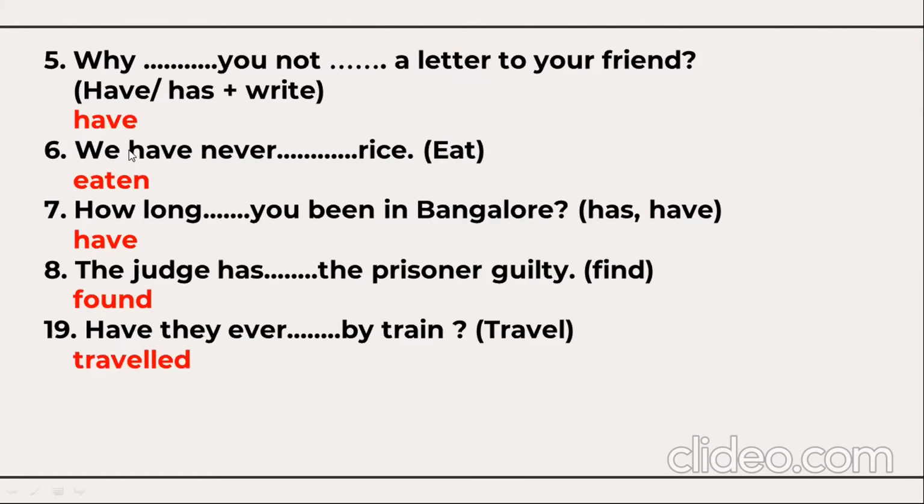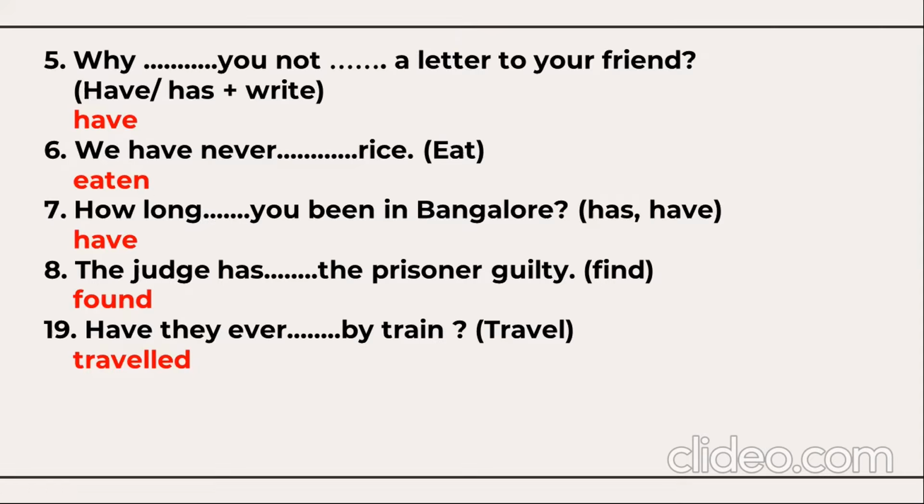Then, why have you not written? I'm sorry, please add here: Why have you not written a letter to your friend? So, past present perfect. Why have you not written a letter to your friend? We have never eaten rice. Third form after has or have, you should use your third form: eat, ate, eaten, the past participle.